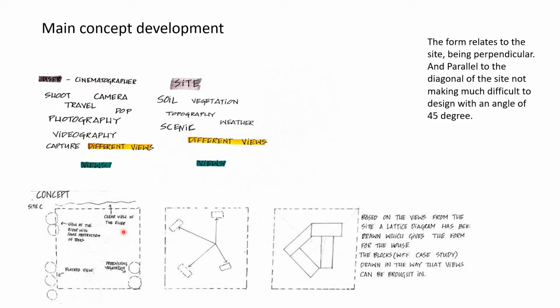I drew this diagram. This point has a clear view of the river and the Srirangpatna fort wall. Then this is the second view, the view of the river at a distance, overlooking the river. And this is the view that is blocked by the vegetation, the pre-existing vegetation inside the site. So I drew the lattice diagram and brought all these blocks together to get the form for the house. They relate to the site as they are perpendicular to the site, and also parallel to the diagonals of the site.